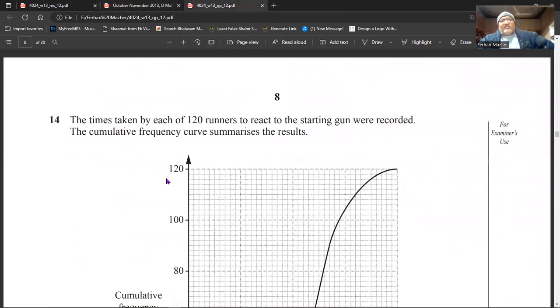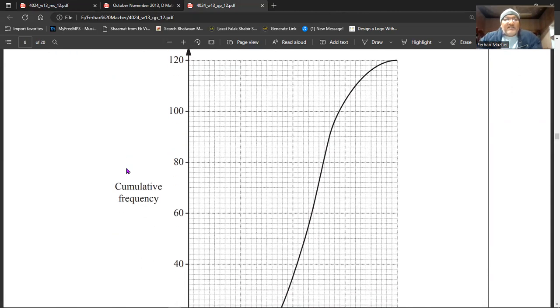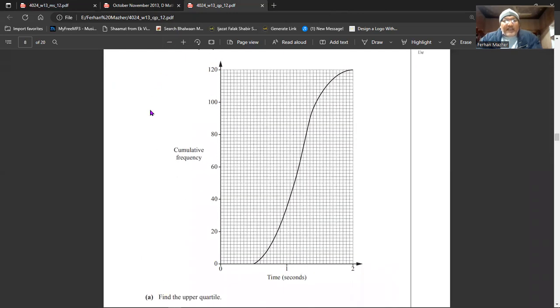Okay, so we are going to the next question. Question number 14. The times taken by each of 120 runners to react to the starting gun were recorded. The cumulative frequency curve summarizes the results. Okay, so here we have a cumulative frequency curve, and you have 1 second, 2 seconds here, 0, 20, 40, 60, 80, 100, 120. This is the cumulative frequency curve.